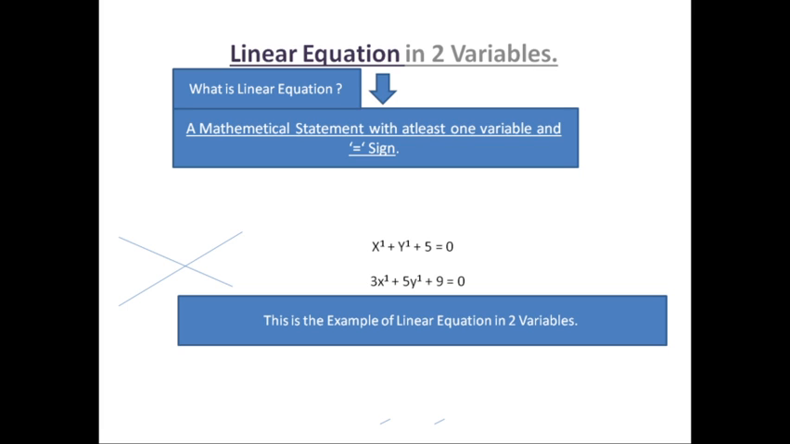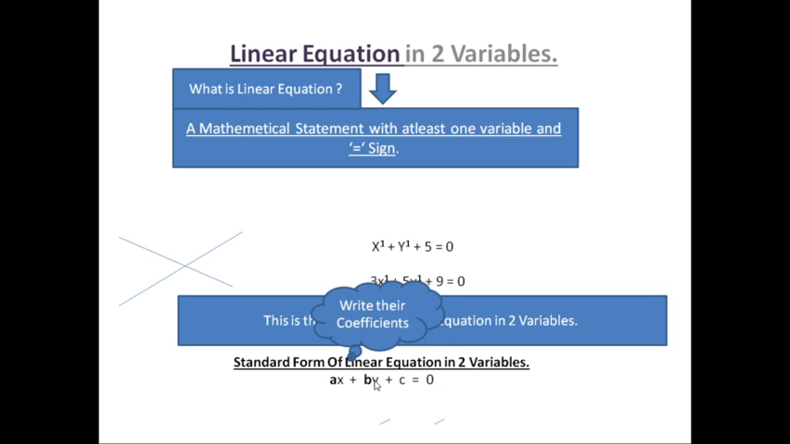Now, after understanding the examples of linear equation in two variables, we move on to understanding the standard form of a linear equation in two variables. Observe my cursor very carefully. Here they are talking about two variables, so we take the two variables as x and y. Now we will write their coefficients. x का coefficient we assume to be a, and y का coefficient हम लोग b लिख देंगे. We will add them with a constant number c and put equal to 0.